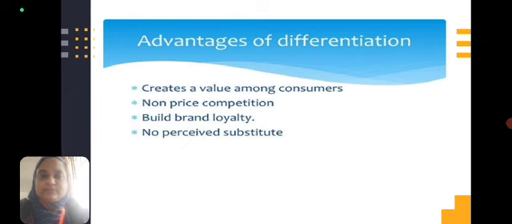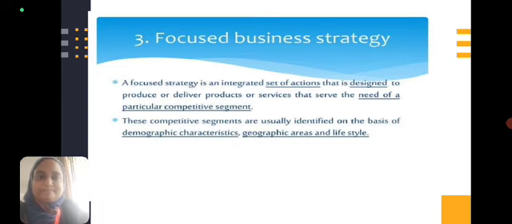Then the advantage is that you create value. You have a very valuable product in the market and you will satisfy the customer. Non-pricing competition: obviously when the quality of the product is good, the cost becomes secondary at times. Build brands: you could build a very good brand and label for your product. No possible substitute: there will be no substitute, because you are unique in the competitive market.